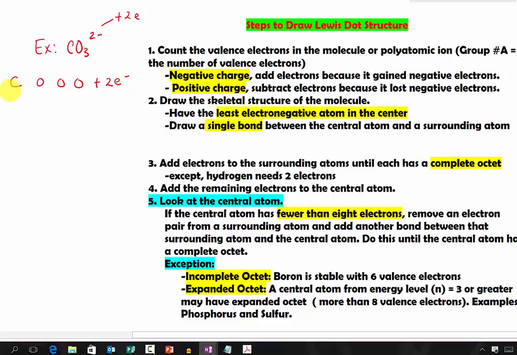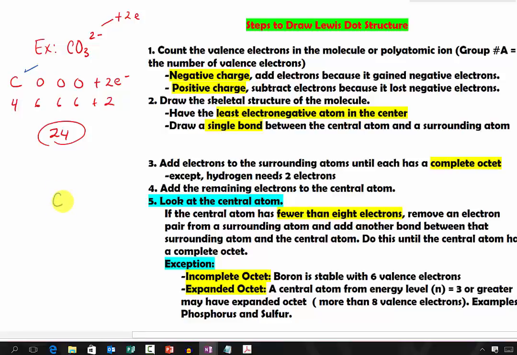So carbon is in group 4A, so it has 4 valence electrons. Oxygen is in group 6A, so it has 6. So this one has 6, 6, and lastly we add another 2. That gives us a total of 24 valence electrons. Step 2 is draw the skeletal structure of the molecule, by having the least electronegative atom in the center. Based on the electronegativity trend, we know that carbon is the least electronegative atom. So therefore, carbon is going to be in the center.